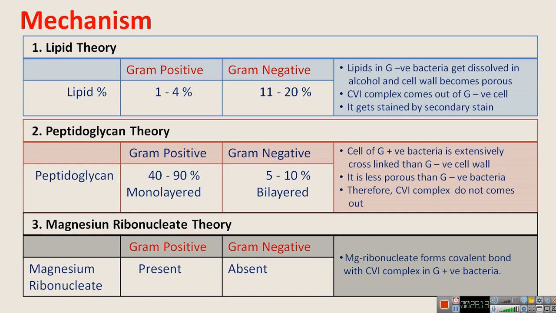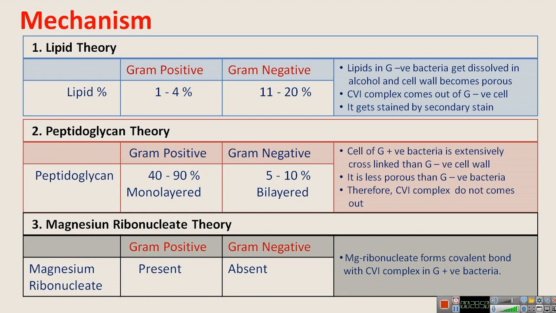The magnesium ribonucleate which is present in the cell wall of gram-positive bacteria forms a covalent bond with the crystal violet iodine complex which is already present in gram-positive bacterial cells. But this magnesium ribonucleate is absent in gram-negative bacteria, and therefore it is not forming a bond with the crystal violet iodine complex in gram-negative bacteria. Therefore the crystal violet iodine complex is not coming out of the gram-positive cells, and it is easily coming out of the gram-negative bacterial cells.